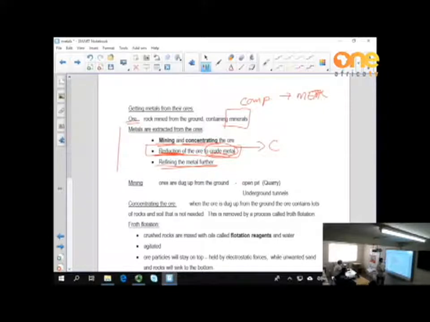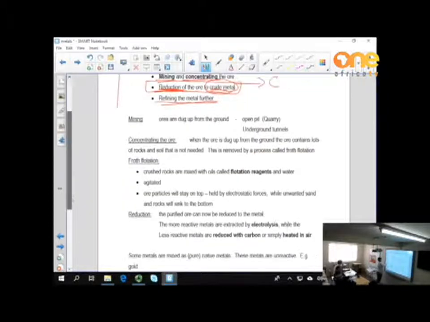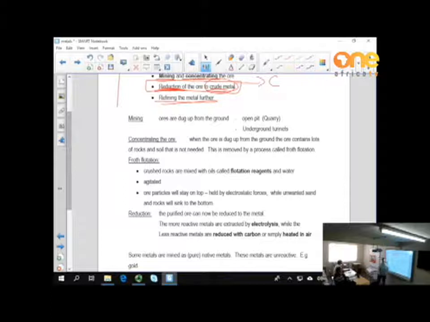Now, the term mining refers to the digging up of the ore from the ground. We can have an open pit, a quarry, like they have at B2 Gold, or we can have underground tunnels, like they have in some of the mines in Johannesburg. I think open pit mining in general is becoming more and more popular because there are fewer dangers to it than underground tunneling.